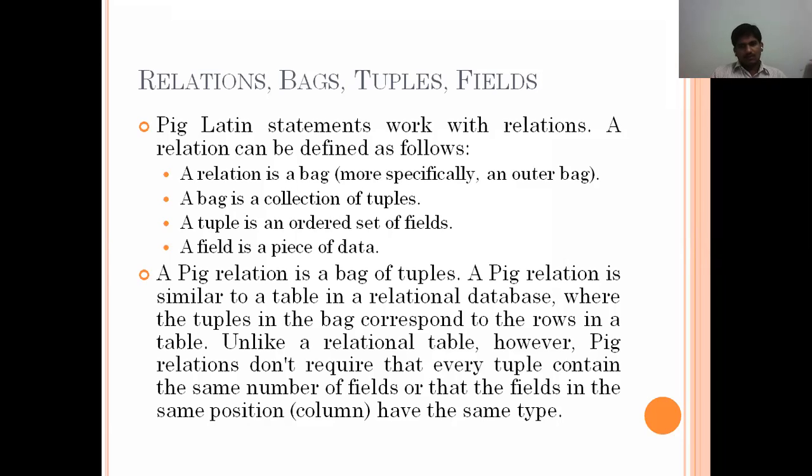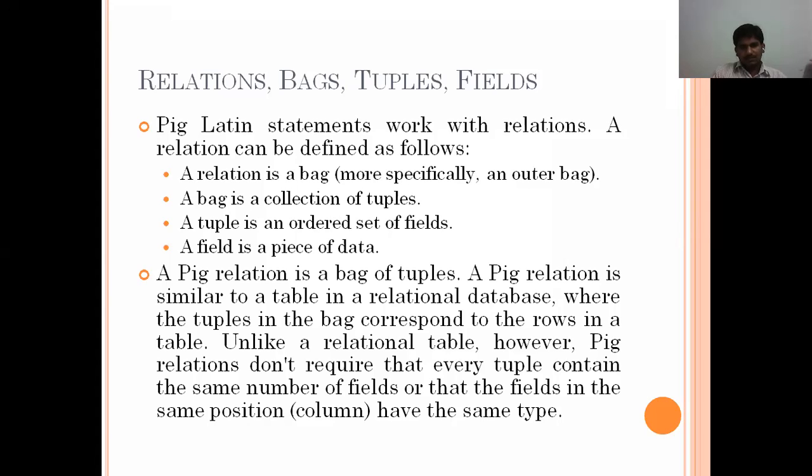A bag is a big one. Inside a bag we have tuples. Inside tuples we have a number of fields. Each field contains an atom, a single piece of data. That is the simple relationship between these three words: bags, tuples, and fields. A field means a single atom, one single atom we call a field. A group of fields we can have as a tuple. A group of tuples we can have as a bag.